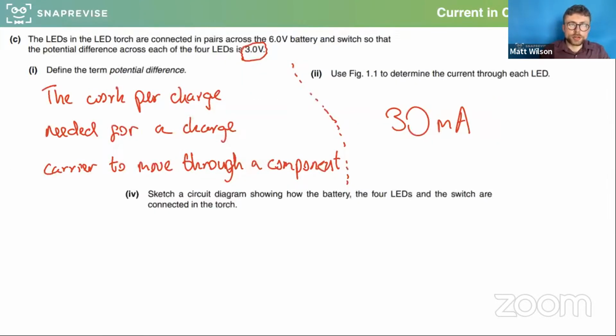Good. So in the next part, we're asked to sketch a circuit diagram showing how the battery, the 4 LEDs, and the switch are connected in the torch. Okay, so let's take a very close look at the question again. They're connected in pairs. Okay, so maybe we should draw our LEDs in pairs.